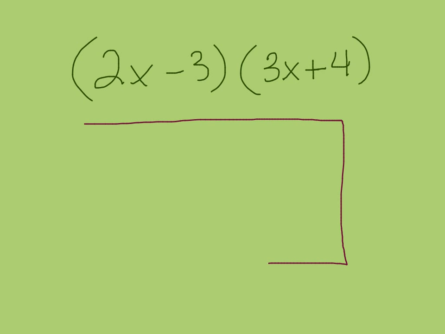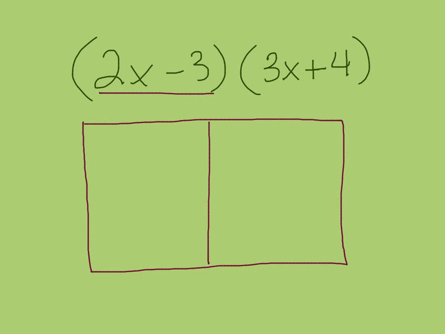So on the area model, you just draw a box, and we're going to make it 2 columns because the first one has 2x minus 3, and then 2 rows because the second one is 3x plus 4. They each have 2 terms, so 2 columns, 2 rows. I'm going to take the 2x minus 3 and I'll go ahead and put it down the left side. It doesn't matter if you put it on the top or the left side.